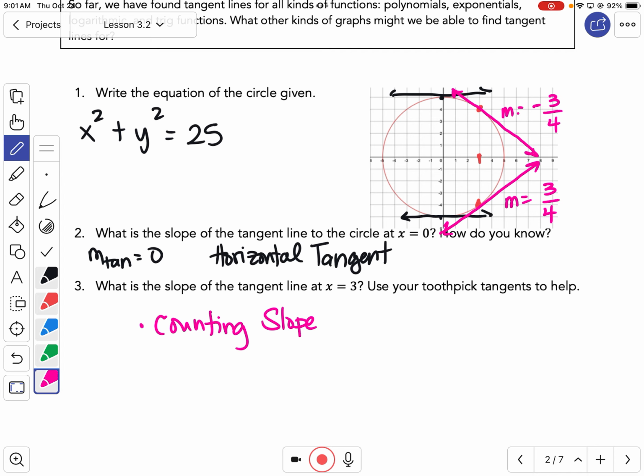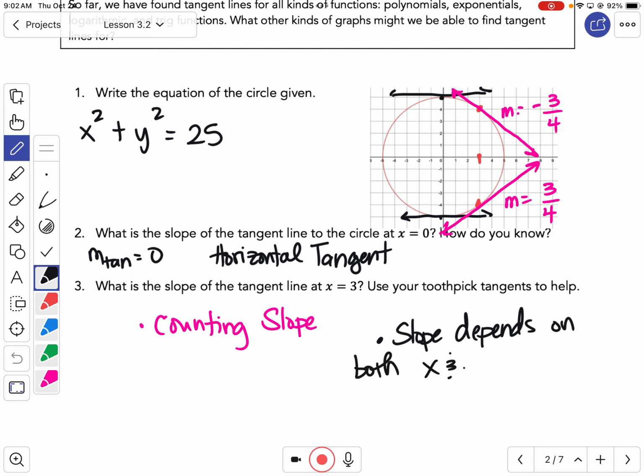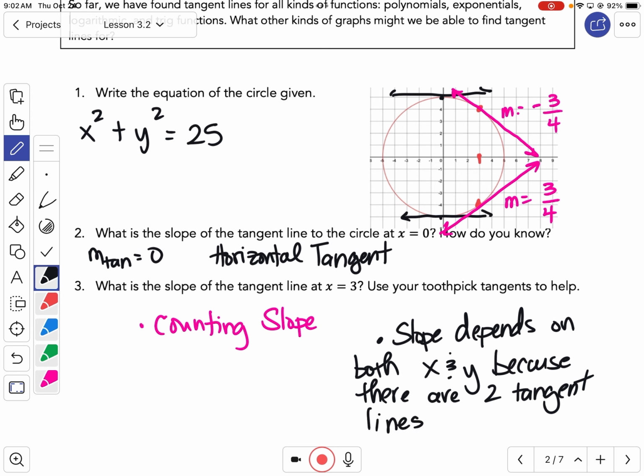And what kind of controls what our tangent line slope would be? It's not complicated. Same question. It's where it is, like where its x value is, right? So the slope depends on the x and the y coordinate because one x value is not enough, right? Because I actually have how many tangent lines? 2, okay? So the slope depends on both the x and the y coordinate. Because there are 2 tangent lines, we need to know specifically which tangent line we are talking about. So if we want to know exactly which one, we'd need the y-coordinate to go with it.